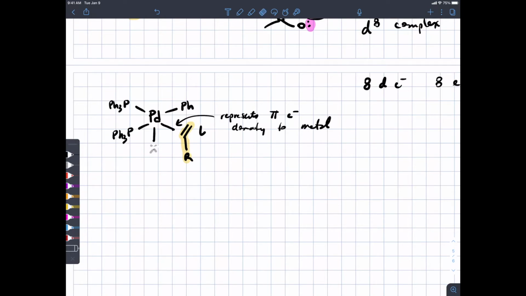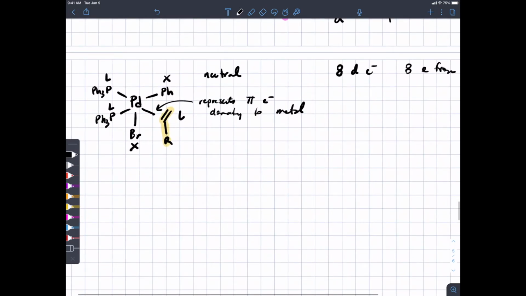All right, it's bromine here. So you've got an L-type ligand there, an L-type ligand there, an X-type ligand there, and an X-type ligand there. The overall complex is neutral. So if we've got two X-type ligands and the complex is neutral, what is the oxidation state of palladium? +2, right? Or palladium 2.